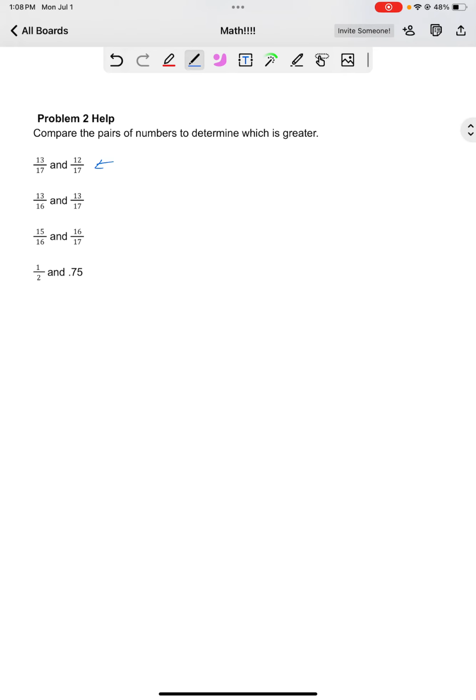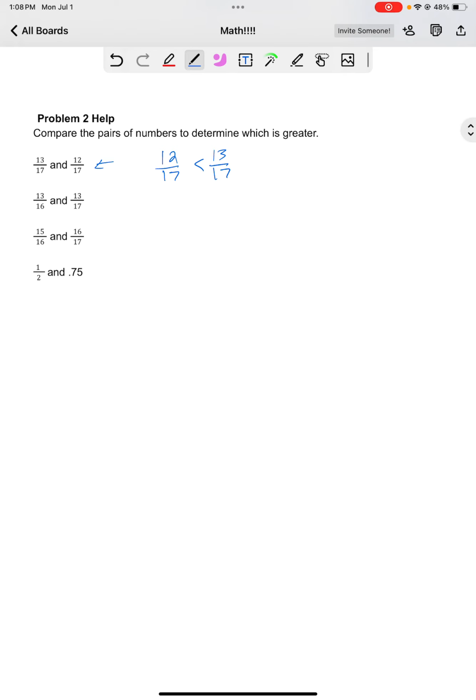And so what we're going to be thinking about is which one is more, 12/17 or 13/17. Well, all you're doing if you have 13/17 is adding 1/17 to 12/17. And so you're going to have more if you have 13/17 than if you have 12/17. And so in this case, 12/17 is less than 13/17. Or we could say 13/17 is greater than 12/17.